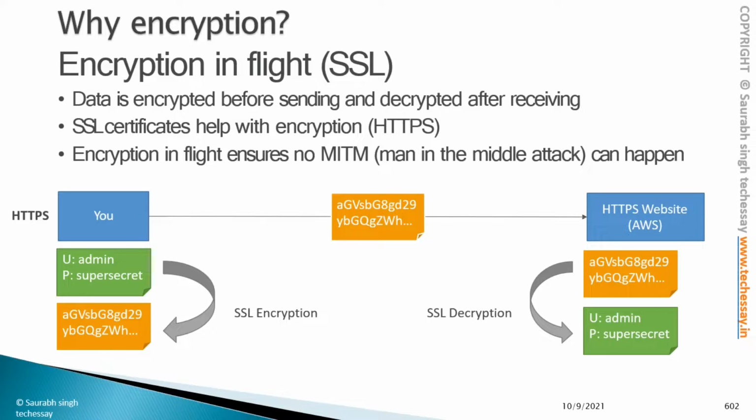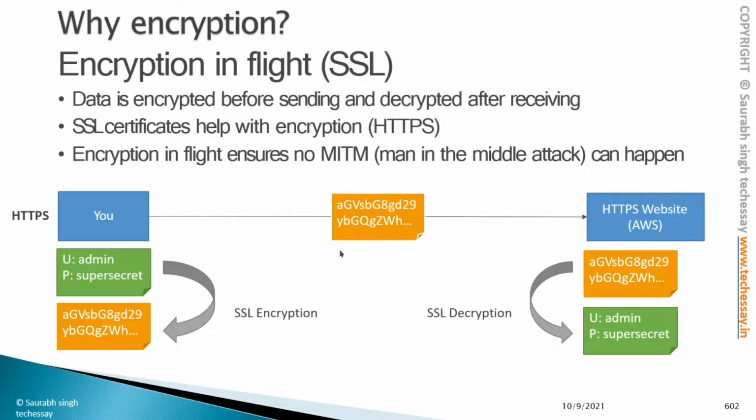So let's talk about encryption in flight. Encryption in flight is basically maintained by using SSL or TLS. We generally say SSL, although nowadays we are using TLS, and TLS is also termed as SSL, although both are two different concepts. Here data is encrypted before sending and decrypted after receiving, and an SSL certificate helps with encryption. Encryption in flight ensures no MITM can happen. MITM is a man in the middle attack, so no sniffer can sniff our data.